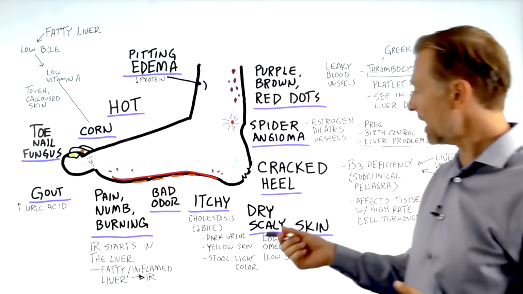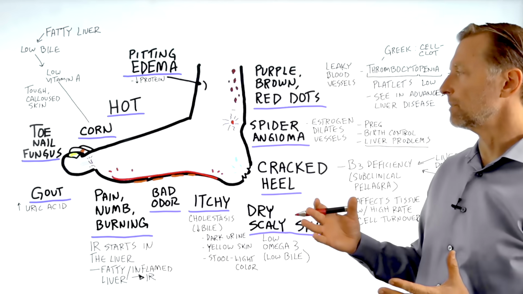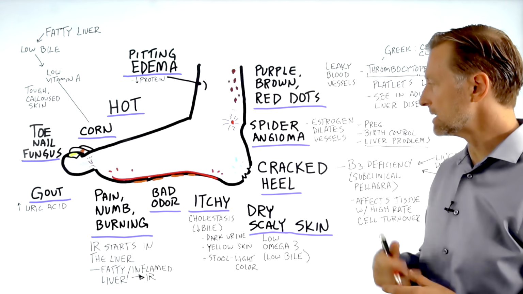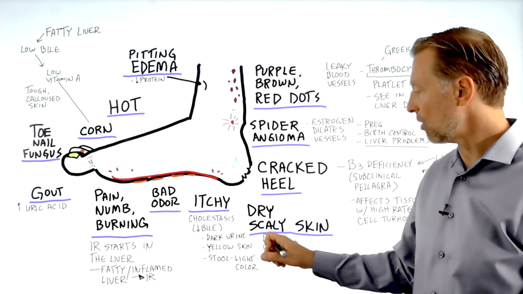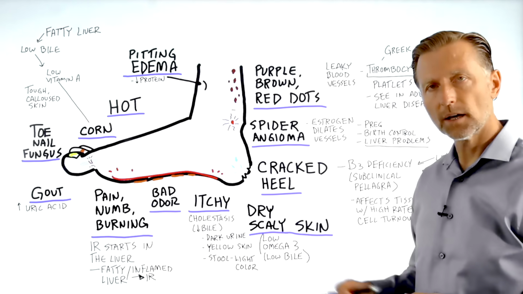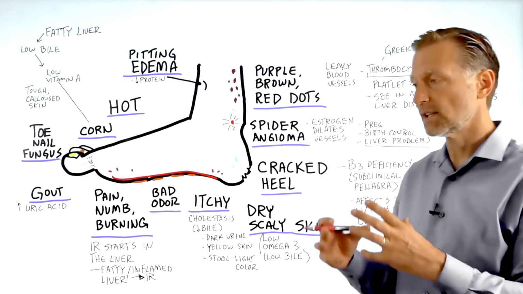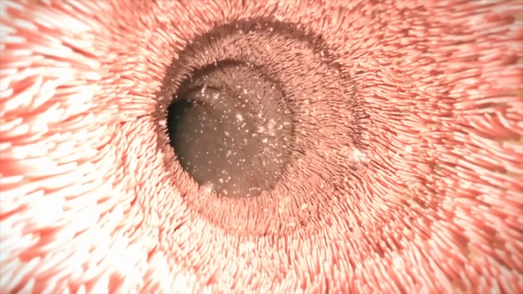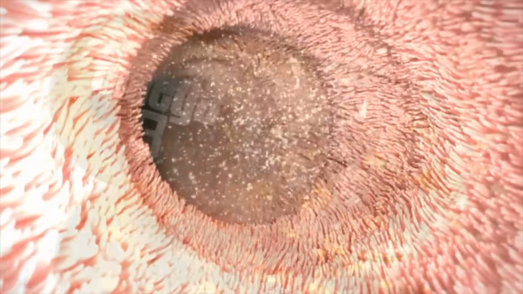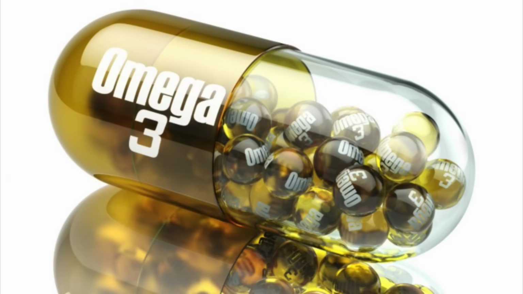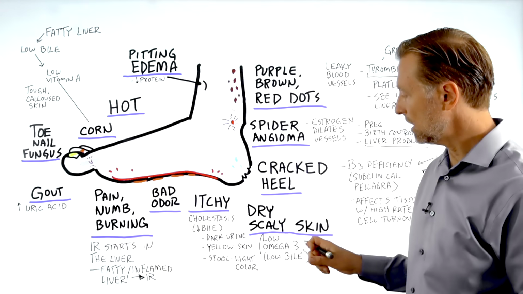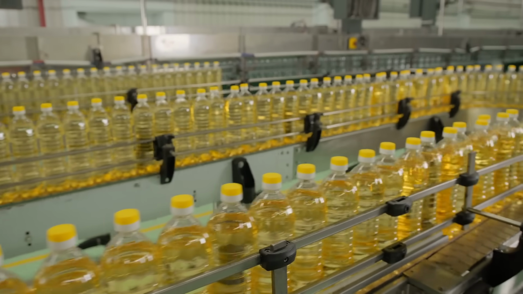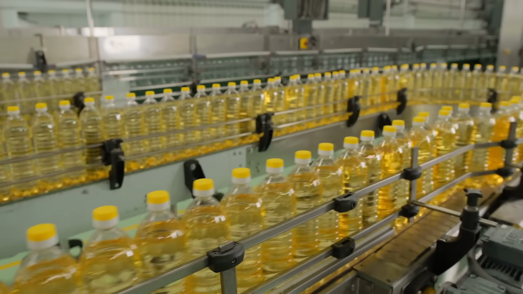Okay, so then we have dry, scaly skin. So maybe a certain part of your foot has this really roughened, dry, scaly skin situation. That's usually low omega-3 fatty acids, and that can come from a lack of bile because let's say part of the liver is fatty and it can't produce the bile to extract these fat-soluble nutrients, one being omega-3 fatty acids. Now, this can also be from consuming too many omega-6 fatty acids, and that would be like the corn oil, the soy oil, the canola, even peanut oil, safflower, sunflower oil.